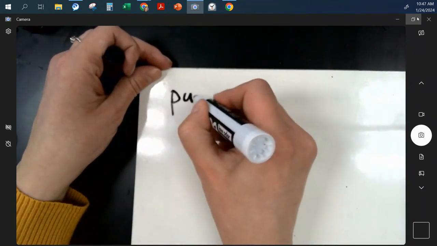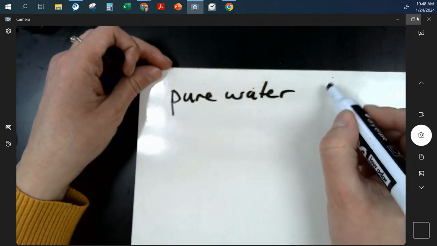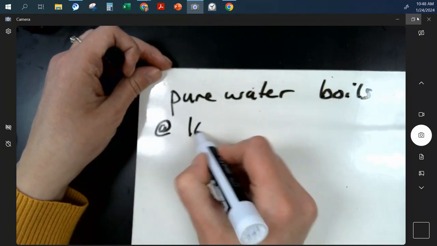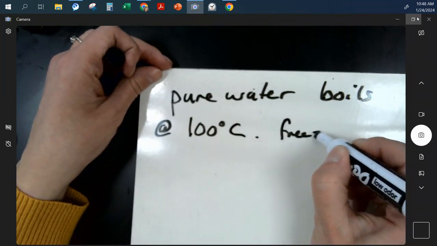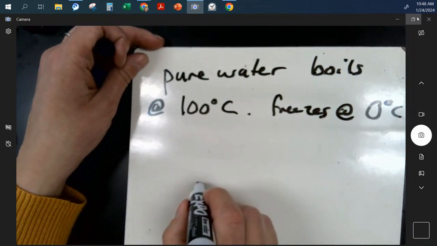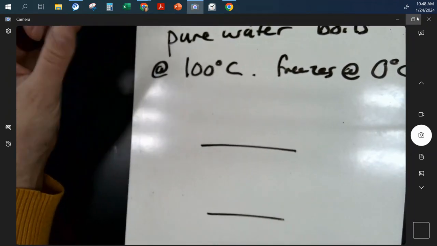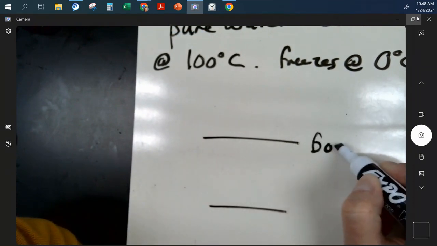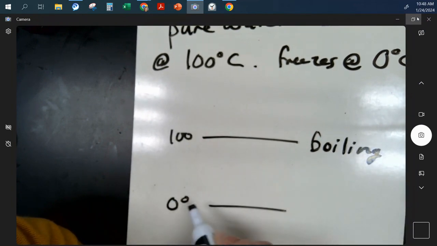So pure water boils at 100 Celsius. You knew that, hopefully. And it freezes at 0 degrees Celsius. Okay. So if we imagine a graph, I'm just going to do a super basic graph where we have our freezing point or boiling. Let's put boiling up here. So this would be 100 and 0.